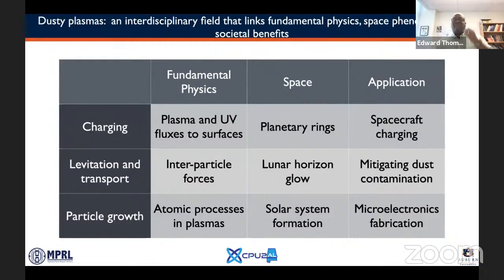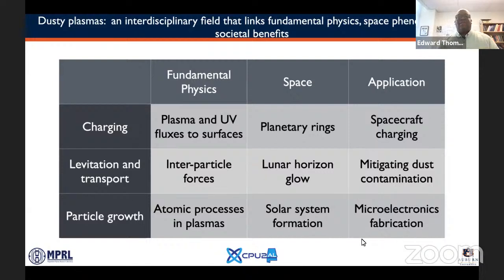The whole idea of this field of dusty plasmas, it's extremely interdisciplinary. It covers, say, on the horizontal axis here, things like fundamental physics, space phenomena, and various applications. And then the processes that we're really interested in are things like how do those particles become charged? How do they float in the plasma? How do they grow in the plasma?